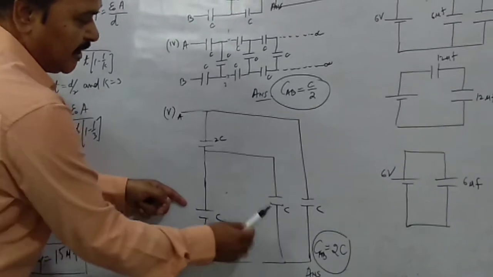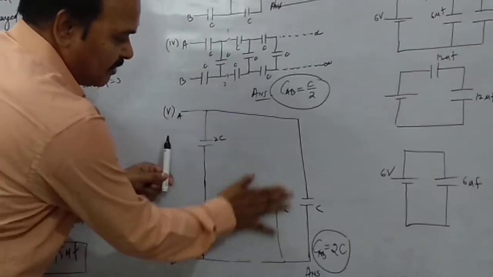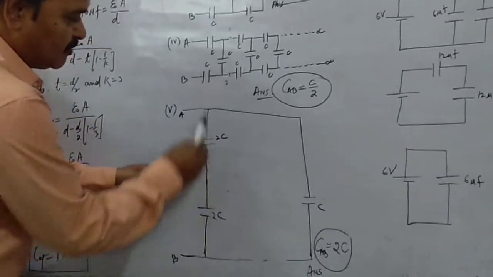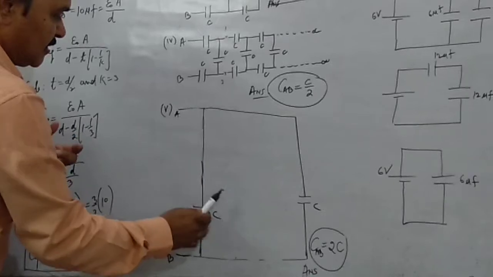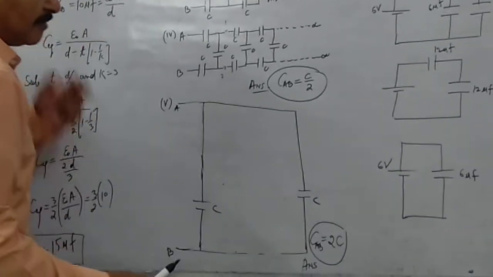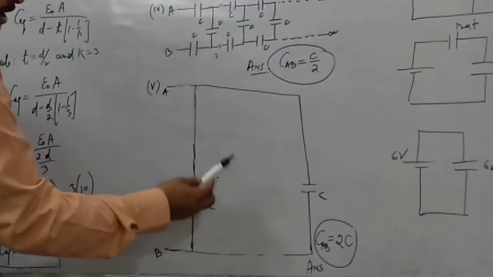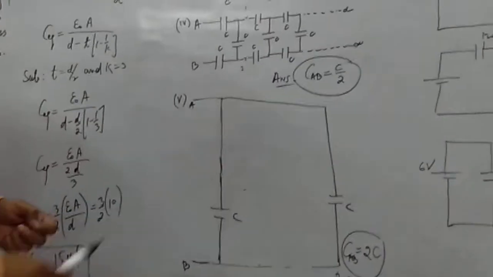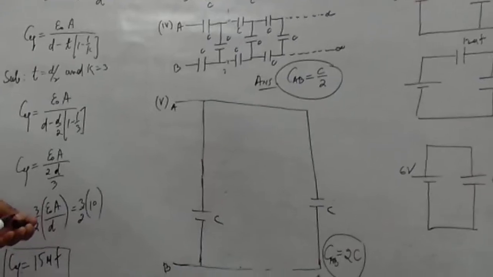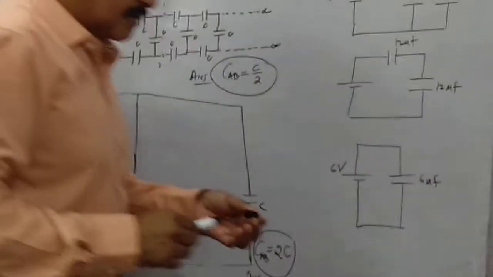Again C and C in parallel. Their equivalent is 2C. 2C and 2C in series. The equivalent is C. Now C and C in parallel combination. Their equivalent is 2C. I hope this question is clear to everyone. Very simple question. Now let us come to the last question of the day.